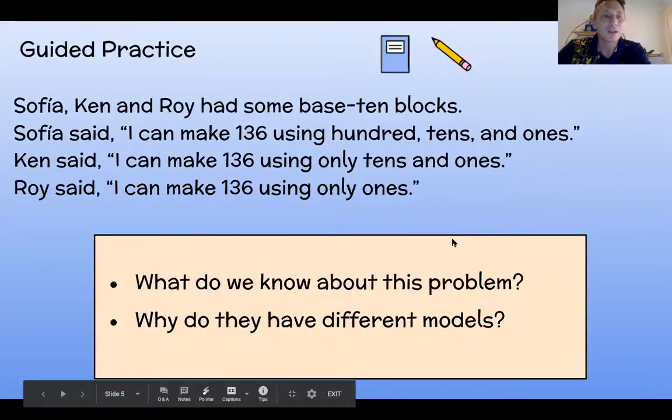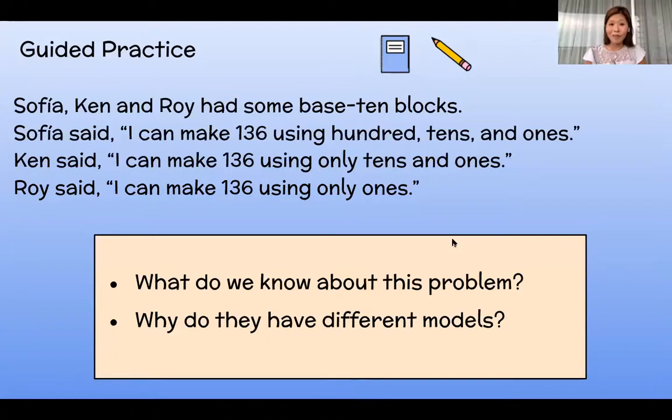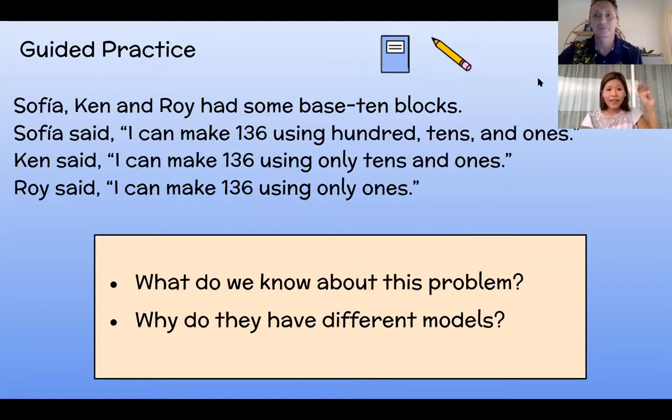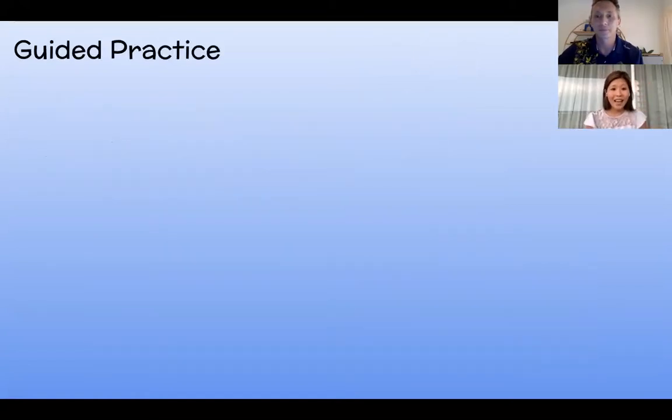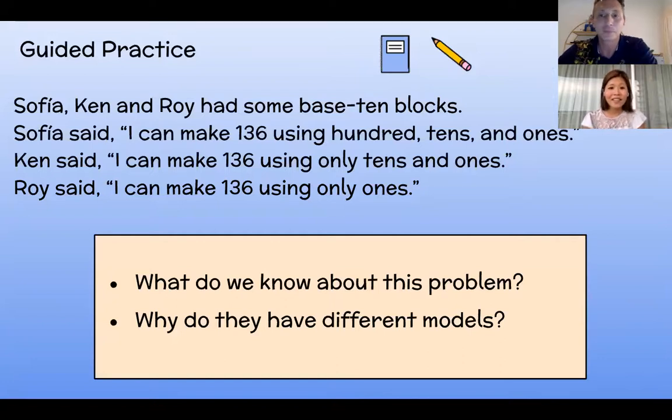And here we go. We have another problem for you, and it goes like this. There are 3 kids, Sophia, Ken, and Roy. And they have some base 10 blocks. Sophia said, I can make 136 using 100, tens, and ones. Ken said, I can make 136 using only tens and ones. Roy said, I can make 136 using only ones.